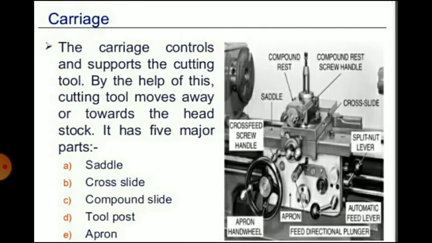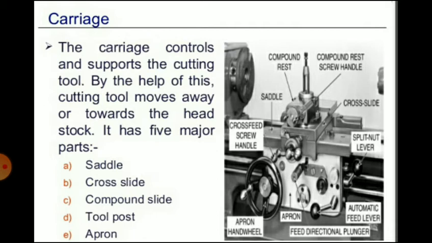Then the carriage. The carriage controls and supports the cutting tool. By the help of this, the cutting tool moves away or towards the headstock. The carriage serves to support, move and control the cutting tool. It has 5 major parts. First is saddle, second cross slide, then compound slide, tool post and apron.